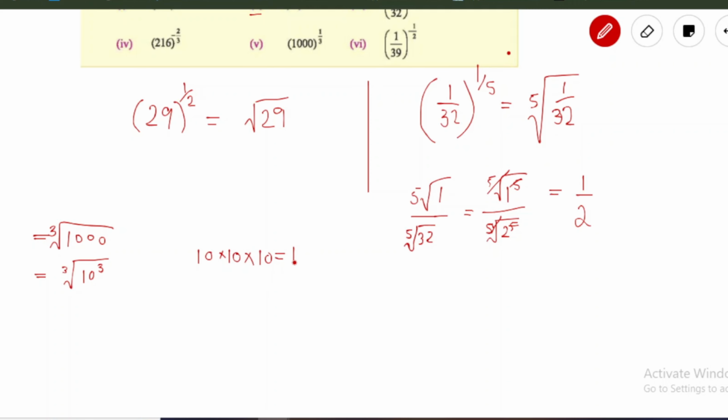So we can write it as 10 to the power 3, and we do know that root is something in the denominator, and the numerator gets cancelled, and we are left with the answer, simply 10.